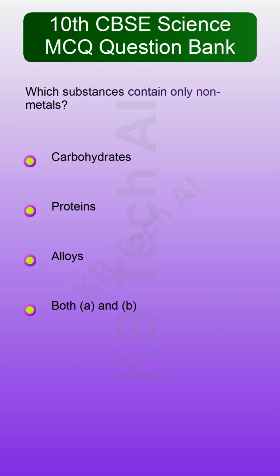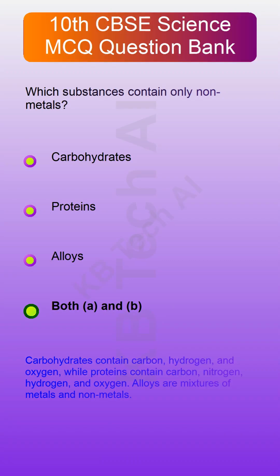Which substances contain only nonmetals? Option 1, carbohydrates, Option 2, proteins, Option 3, alloys, Option 4, both A and B. The answer is Option 4, both A and B.